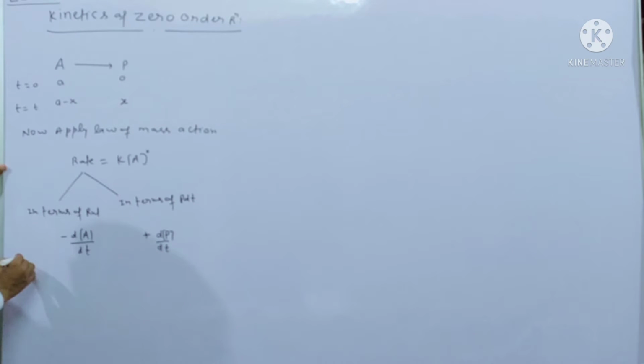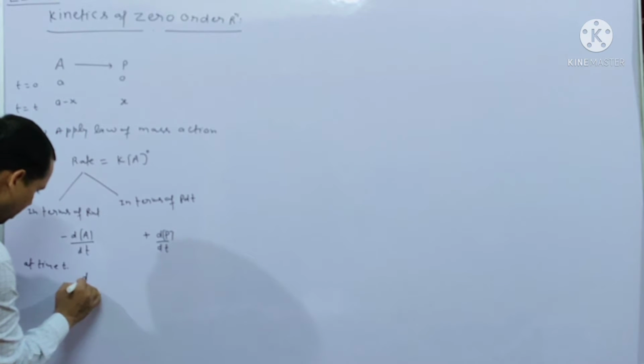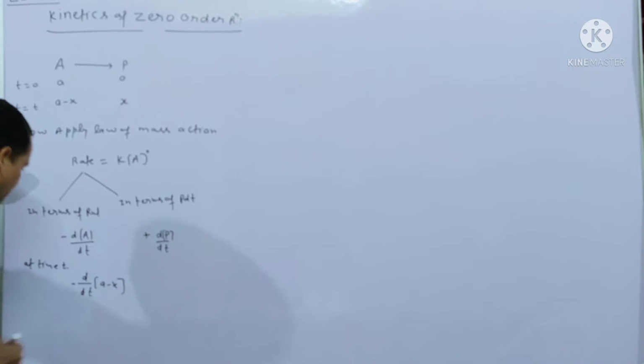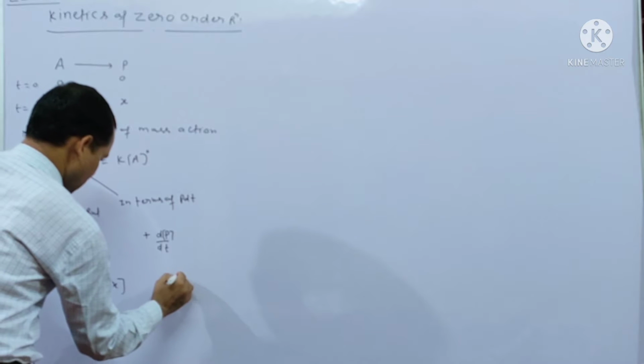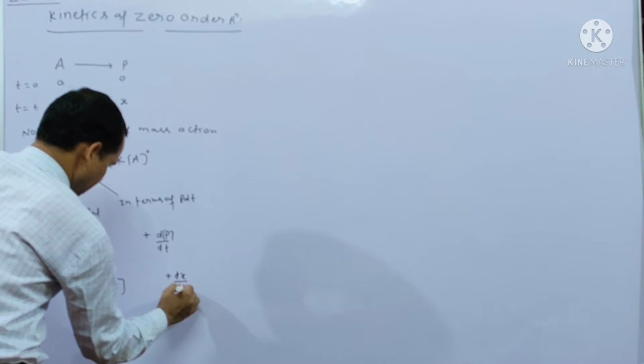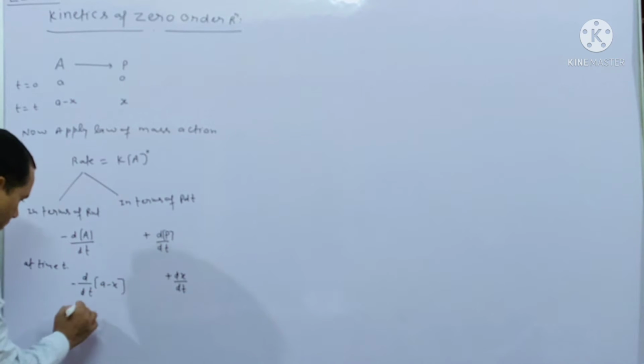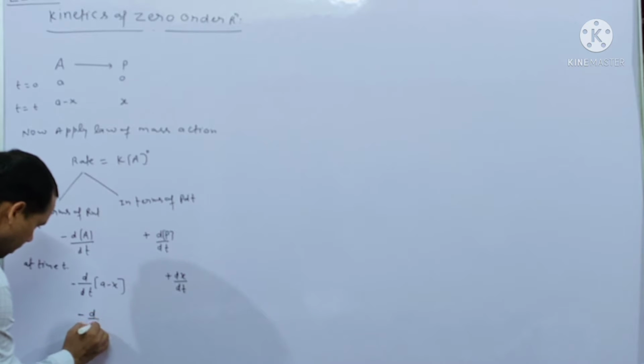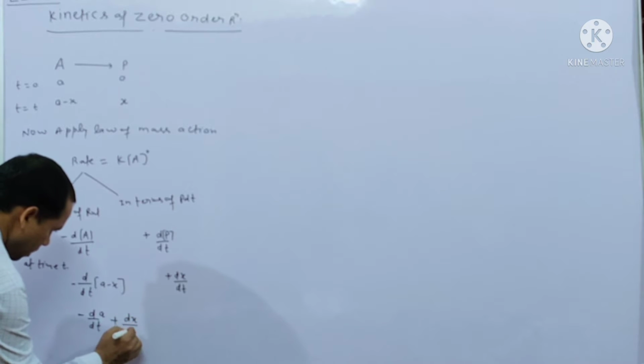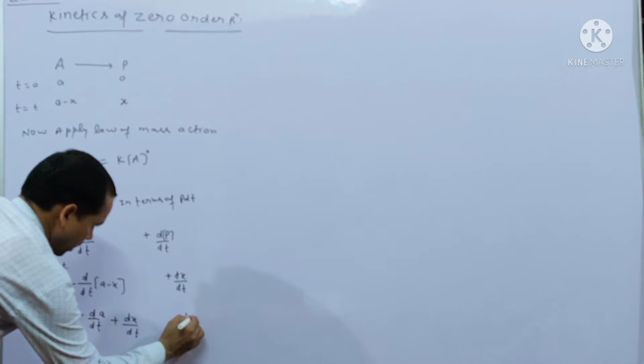So at time t, the concentration of A becomes A minus x. So d over dt of A minus x, with the minus sign, becomes plus dx over dt, since the concentration of the product becomes x after time t. If you multiply, it becomes minus d over dt of the concentration of A, minus minus plus dx over dt. And here also dx over dt.